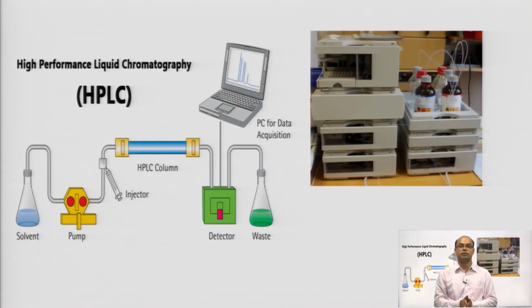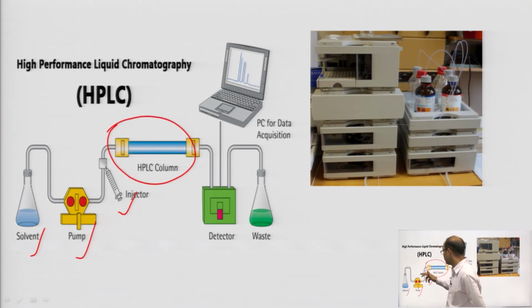This is the HPLC machine. You can have a look over it. It contains the solvent reservoir. Then you have the pump. This is the injector. This is the HPLC column through which we have to pass the sample, and here is the detector, and here is the waste.